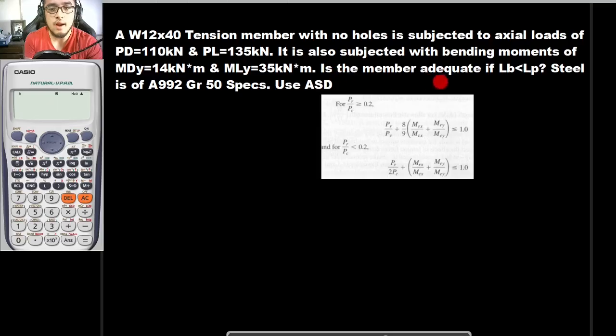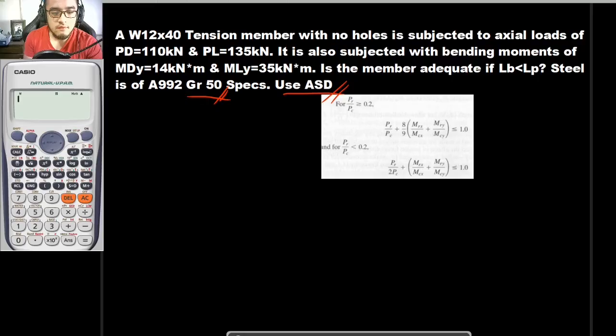So is the member adequate if our unbraced length LB is less than LP? Our steel is of A992 Grade 50 specs, so it has a yield stress of 50 ksi, and we are to use ASD in this problem.